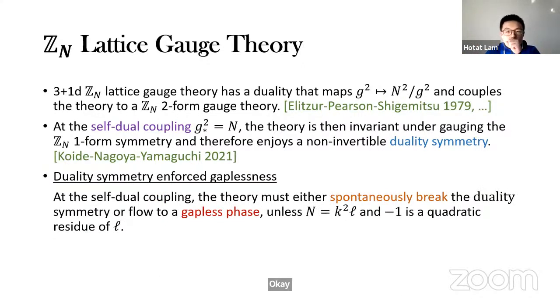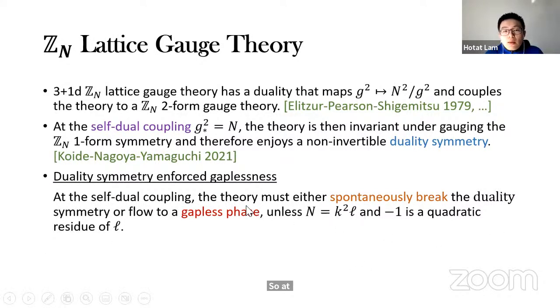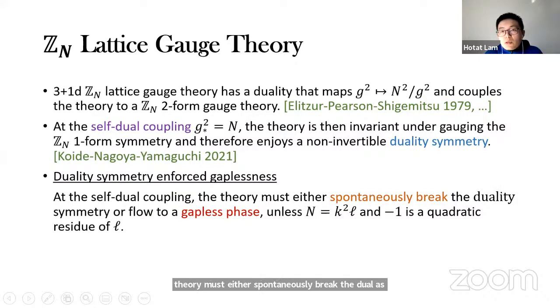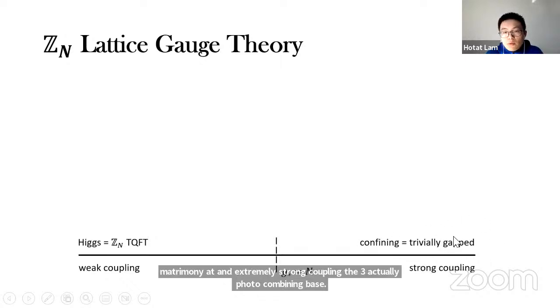So at self-dual coupling, what we can say is that for some specific n's given by these conditions, the theory must either spontaneously break the duality symmetry or flow to a gapless phase. Let's check this with some expectations that we obtain both analytically and from Monte Carlo. Analytically, it's very easy to understand the phase diagram at both extremely weak and extremely strong coupling. At very weak coupling, the theory flows to a Higgs phase with a non-trivial Z_N TQFT. At extremely strong coupling, the theory flows to a confining phase, a trivially gapped phase with a trivial SPT.